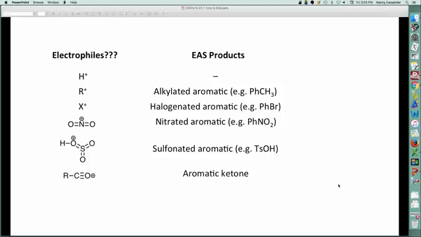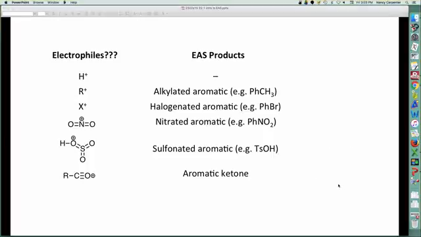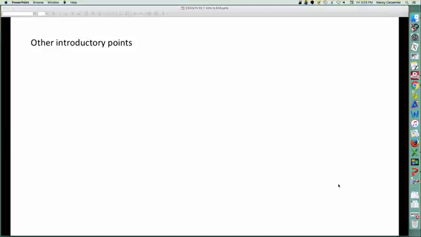And the best one yet, we can now go from something like benzene or just about any aromatic you want to think about and put a ketone on it. Now, we know how to do that right now, but not in one swell foop, not in one step. Electrophilic aromatic substitution allows us to do this in one step. So, it's a big deal.